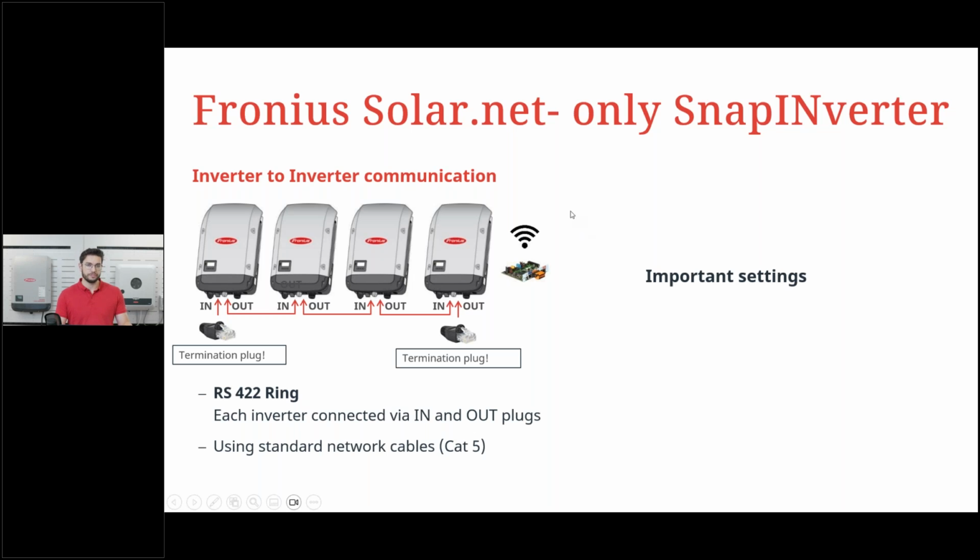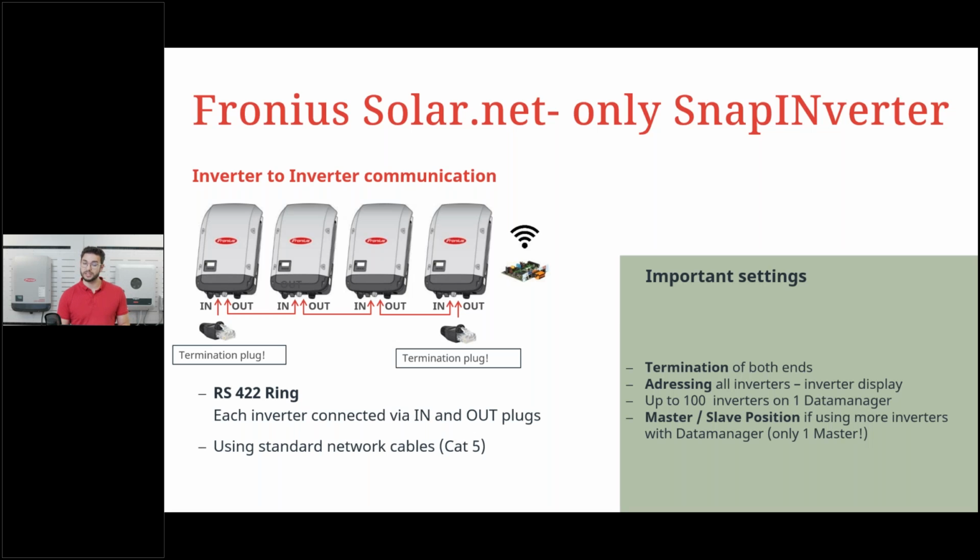We have also heard that one data manager is enough for these systems. So in a setting like this with 4 Snap inverters, only one of them needs to have a data manager. All the other ones can be a light version. And then all these 4 data sources or values are collected by this one data manager, and this one sends out the data to SolarWeb.